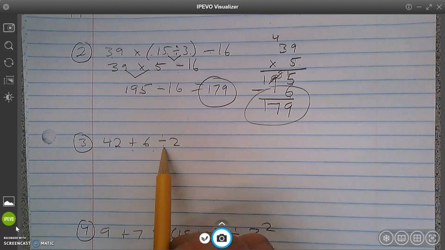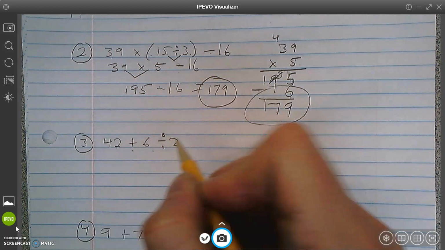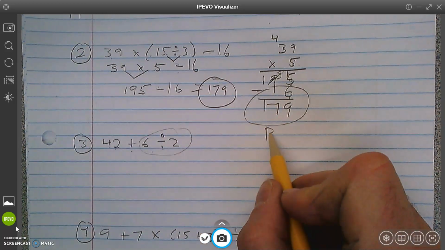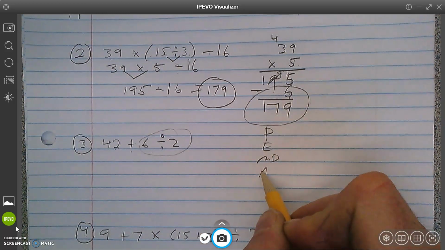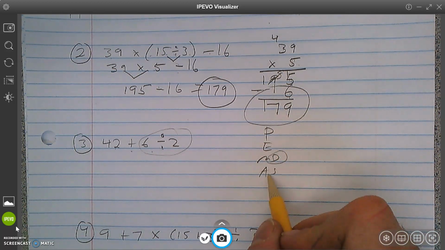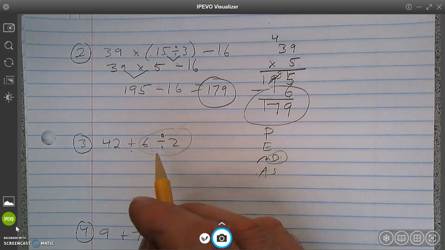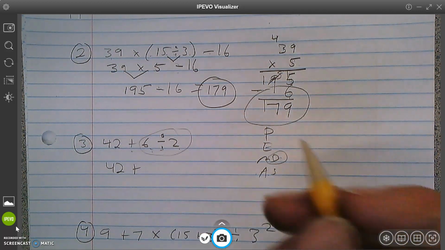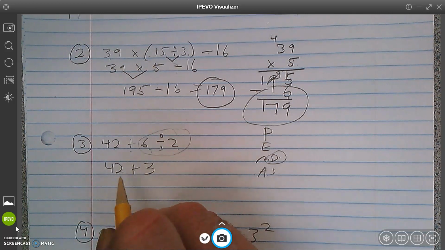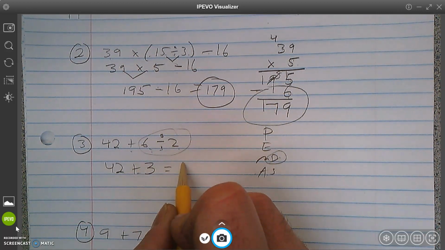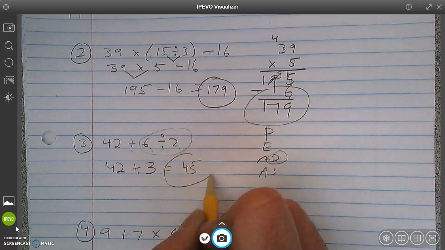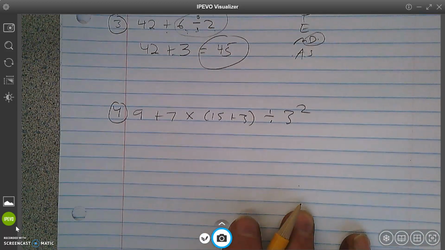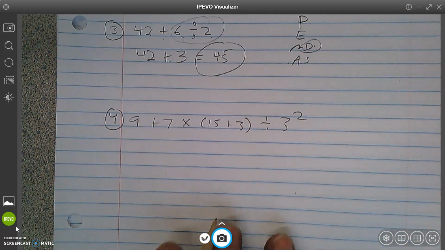All right. 42 plus 6 divided by 2. Okay, what do I do first? Division. So I'm going to divide first and then add last, because division is higher up the hierarchy. Okay. So 42 plus, what's 6 divided by 2? 3. 42 plus 3 is 45. Got it. All right, cool. Oh my goodness, look at this. All right, try and do this one on your own.